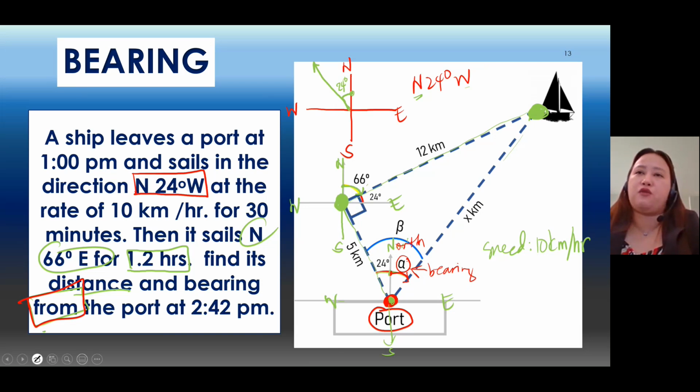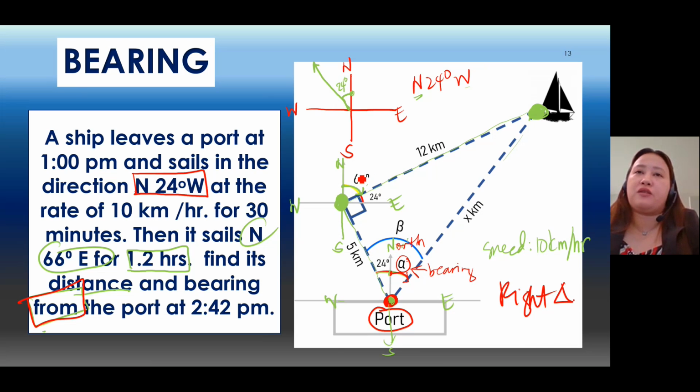So the first thing that you need to do is to solve first for the x. Since we have the measurement of the two sides of 5 and 12 kilometers, you can solve for x. But then by the way, class, before you can apply the Pythagorean theorem or trigonometric function, even if you can see here a triangle, you need to be sure that this is a right triangle. Okay, so how would you know that?